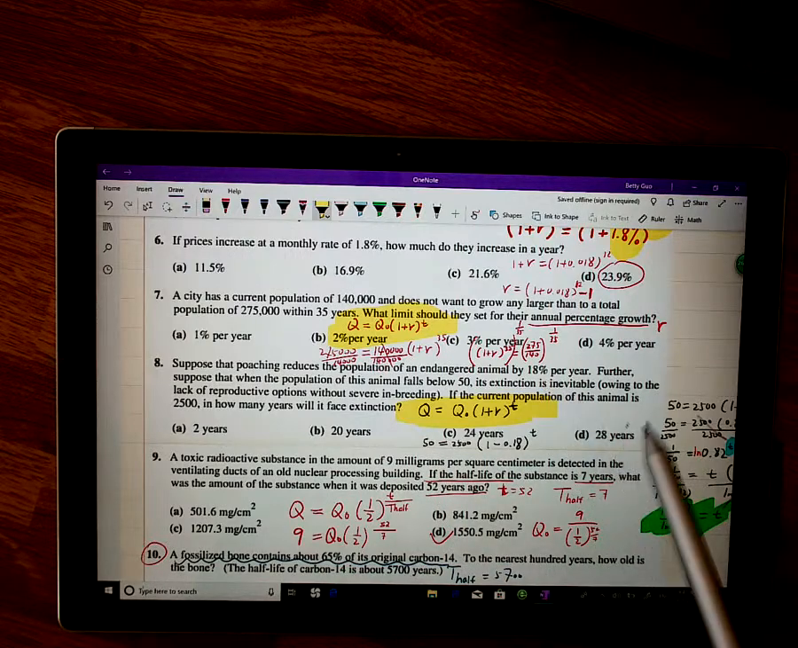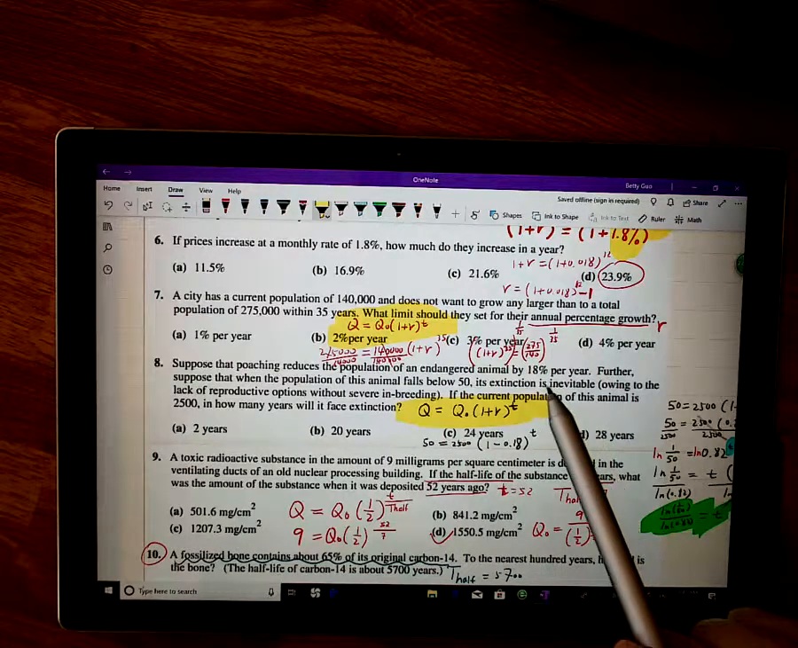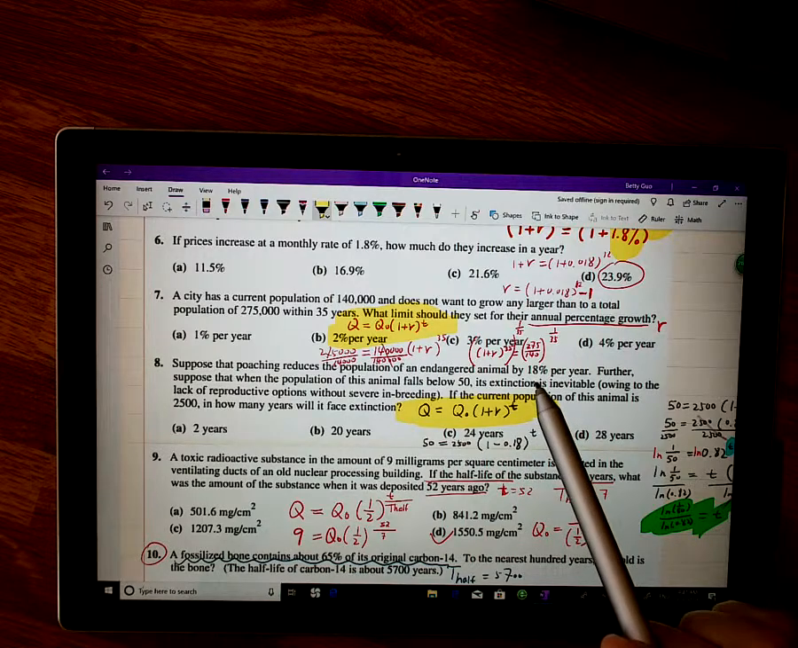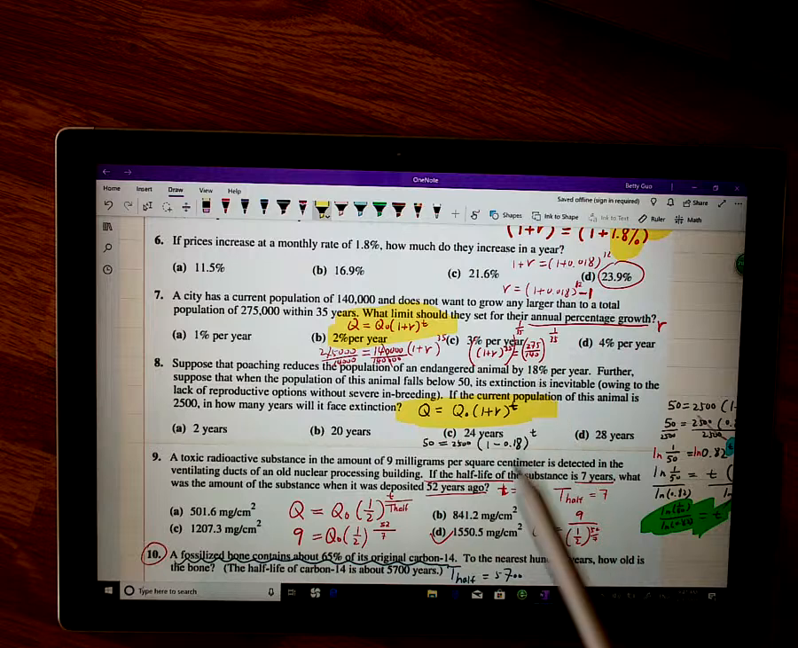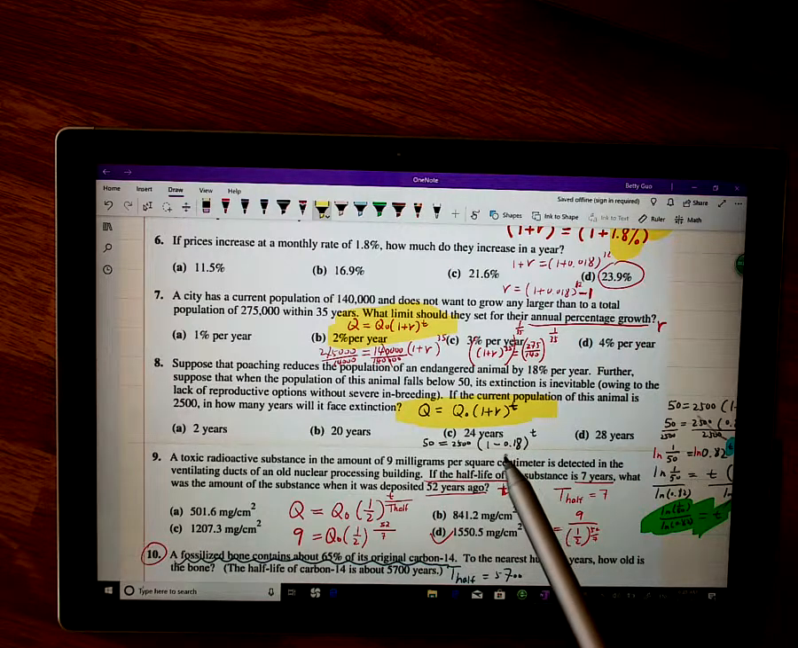R here is negative. As I said, that is an exponential decay problem. So R here is a negative 0.18. Again, R here is negative 18%, which is a negative 0.18. That makes the base, in the parentheses, 1 minus 0.18, that is 0.82, is between 0 and 1. So again, you see this is an exponential decay problem.